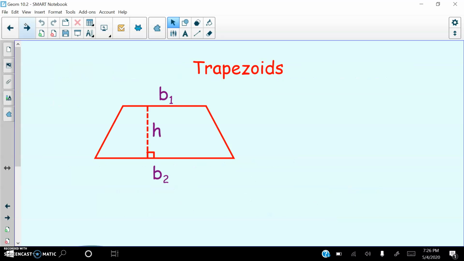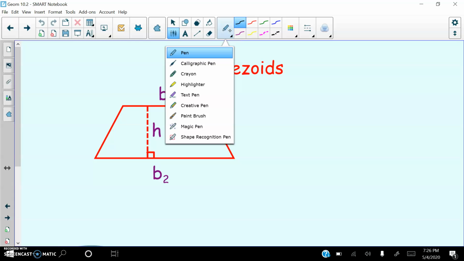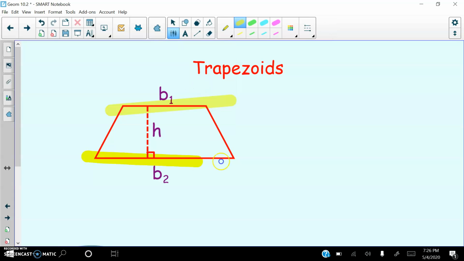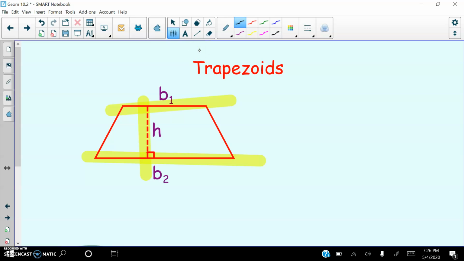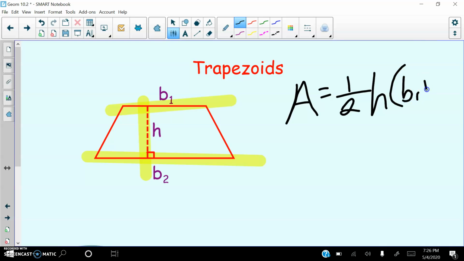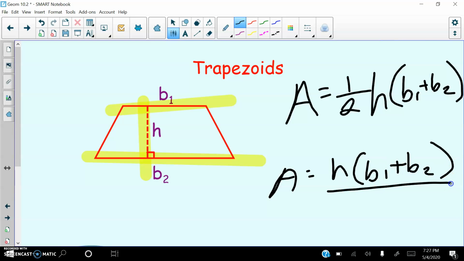So for trapezoids, we have two bases, base 1 and base 2, and then we have the height. And we have an equation that we use. I'm going to write it in two ways. The area is 1/2 times the height times base 1 plus base 2. Another way you can write it is the area is the height times base 1 plus base 2 divided by 2. Either way is perfectly fine.